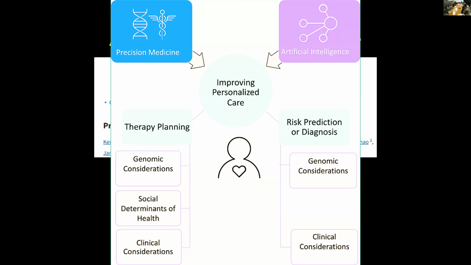Therapy planning, genomics, social determinants of health, clinical considerations, risk prediction, genomics. So AI can help in this. Increasingly when people talk about precision medicine, they think it is AI-enabled or AI-augmented precision medicine. I cannot be looking at a mountain of somebody's genotypes and socioeconomic data. Actually, we're doing that now.